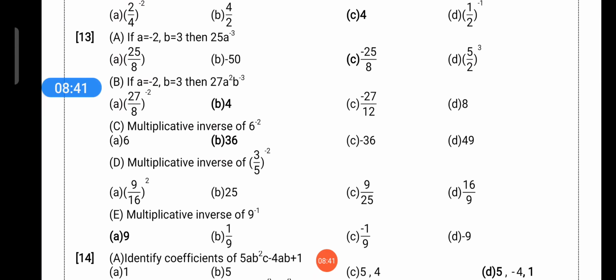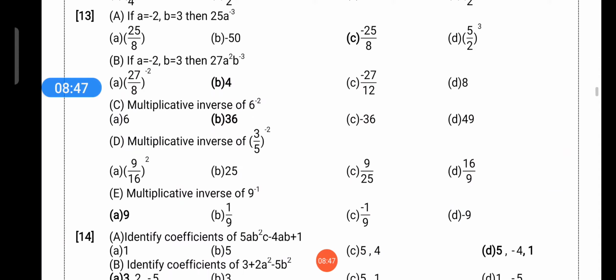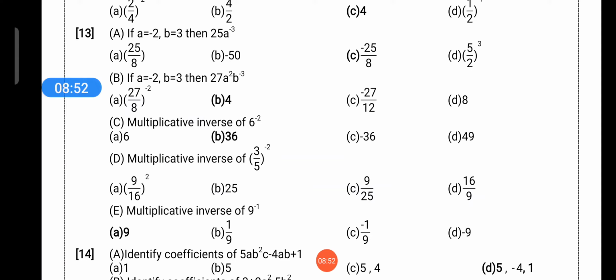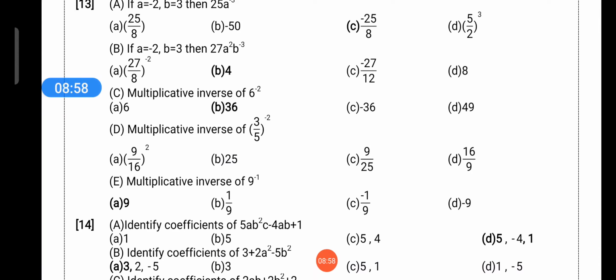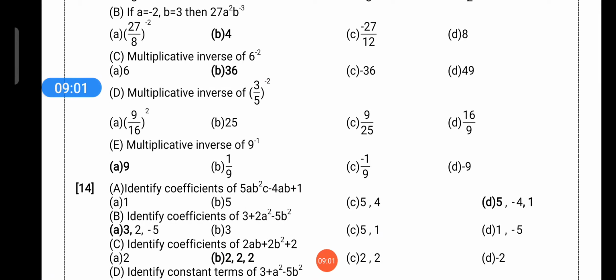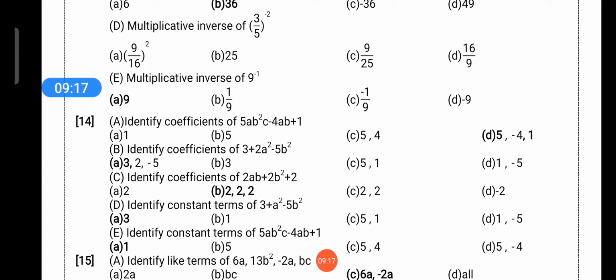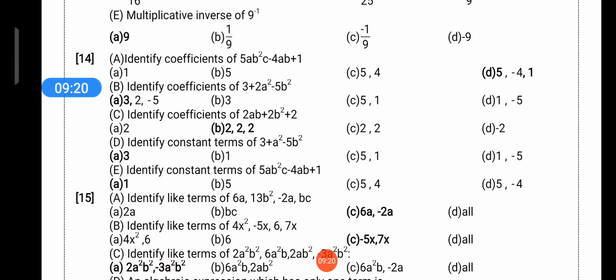Now question number 13. Answer is C, minus 25 upon 8. Come to the next question. Answer is B, A, B, 4, B, 36. Then here D. The multiplicative inverse of (3 upon 5) power minus 2, so the answer is 9 upon 25, answer C. E, answer is 9. Question 14, all answers are there.